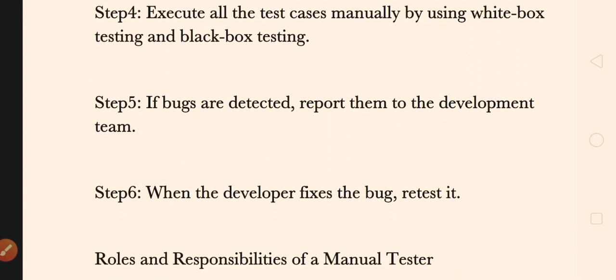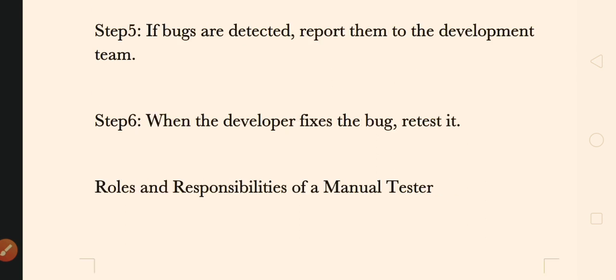Step number 5. If bugs are detected, report them to the development team. After doing the manual testing, if we find any bugs, our responsibility is to report them to developers so that they can rectify and correct them. Step 6. When the developer fixes the bugs, retest. When I have done the manual testing once and found some bugs, I report them to the developer. The developer will fix them, and then I have to retest whether the bug is fixed or not, and whether, with the effect of that fix, other flows are working fine or not.